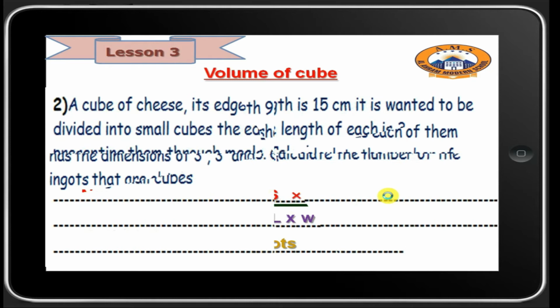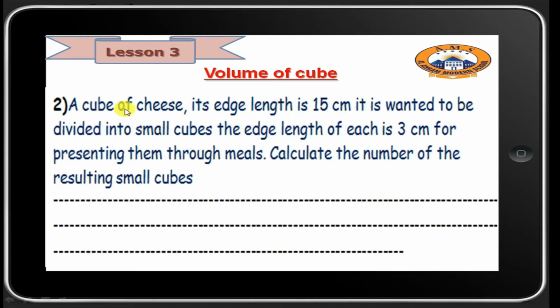Okay, another exercise. Here we have a cube of cheese. If its edge length equals 15 centimeters, it's wanted to be divided into small cubes. We want to divide it into small cubes. The edge length of each small cube is going to be 3 centimeters. So how can you calculate the number of the resulting small cubes?